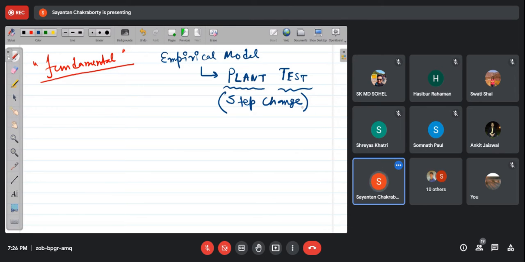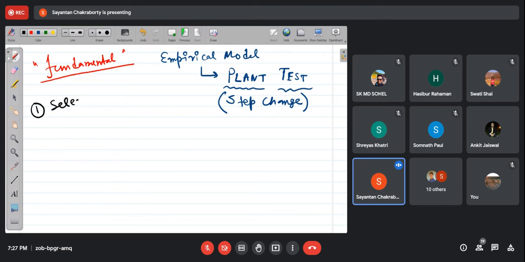Okay, so what do we do? We have the plant responses based on these step change tests, and from that data, we try to fit a transfer function so that the response of the transfer function, when simulated, will be as close to the actual plant responses as possible. There are different ways of dealing with this, but there are certain points that you need to keep in mind before you start developing an empirical model.